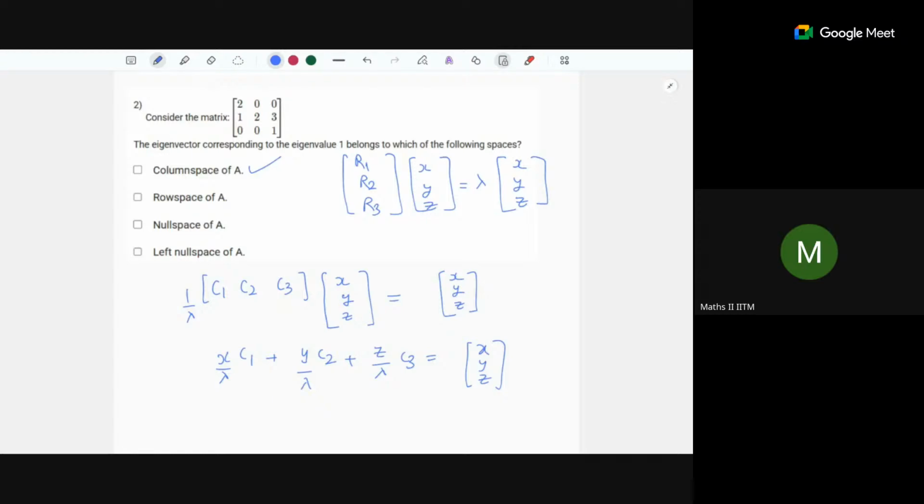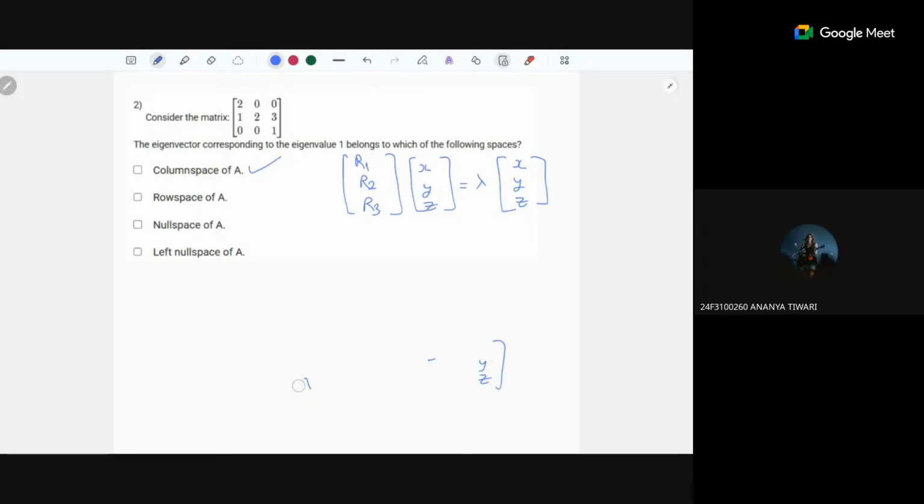Ananya, why do you think that it would be the row space? Sir, because if we do A transpose, the eigenvalue remains the same. Yes, so then we will get 0, 0, 1 and the one eigenvalue. So what is the transpose of this matrix? It is 2, 0, 0, and then 1, 2, 3, and then 0, 0, 1.